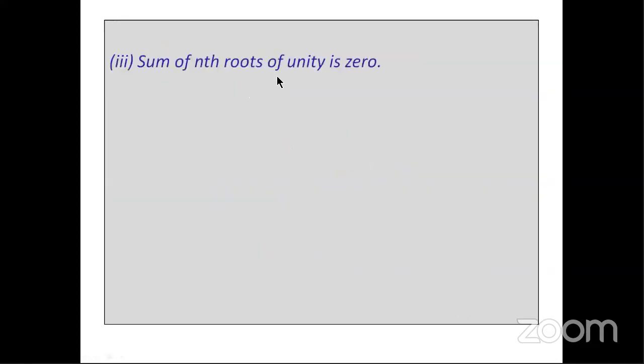Next, the sum of nth roots of unity is always 0. You add all the roots, whatever you are getting for a given complex number, the nth roots of unity, then it will always be 0. And you will be taking the general form of the sum of nth roots of unity, children. That is sigma k is equal to 0 to n minus 1, cis 2k pi by n is equal to 0.